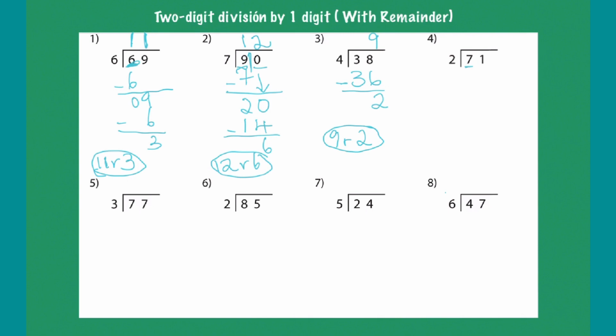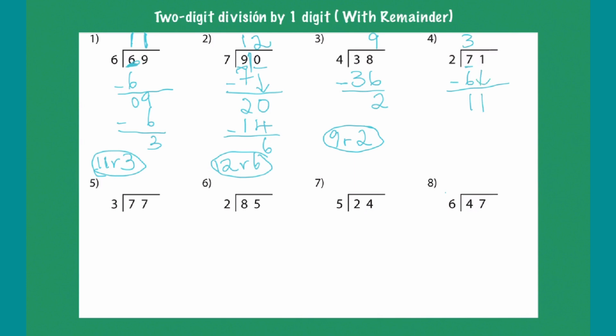2 times 1 is 2. 2 times 2 is 4. 2 times 3 is 6. 2 times 4 is 8. 8 is too big, so we have to go down to 2 times 3 is 6. Then you minus it. 7 minus 6 gives me a 1. Then you bring down this 1. 1 minus 0 is 1.